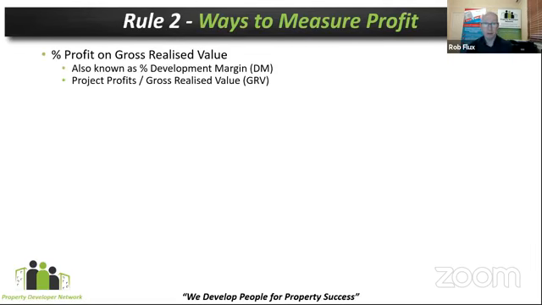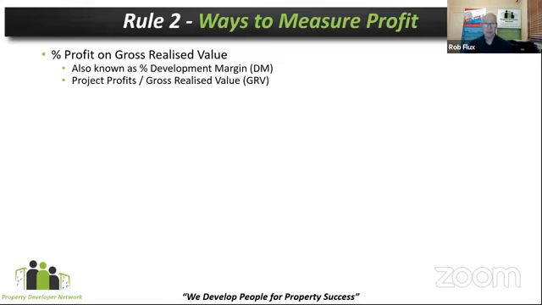So the first way to measure profit is what is called profit on gross realized value, or GRV. It's also sometimes known as the development margin, depending upon, I guess, what part of the country you're in. How it's calculated is it's your project profits divided by your gross realized value. And your gross realized value is the sale of the finished product. So if you're selling 10 widgets, then what is the revenue from 10 widgets? What did it cost to construct those widgets? And then it's that construction cost divided by the gross realized value. So that's what percentage profit on GRV is.